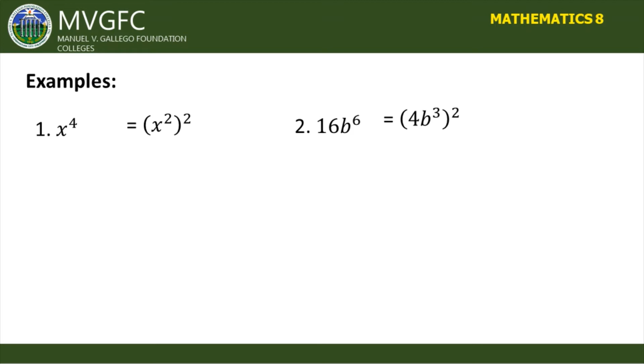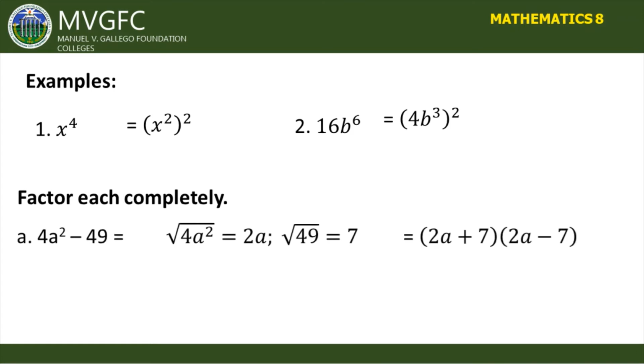You first need to find the square root of 16, and that is 4. Then the square root of b raised to 6 is b cubed. So we have 4b cubed, quantity squared. And once again, when you multiply 4b cubed by itself, the answer is 16b raised to 6. So let us try to factor each completely.